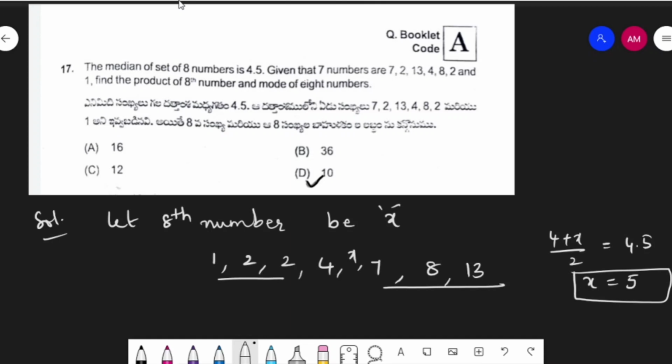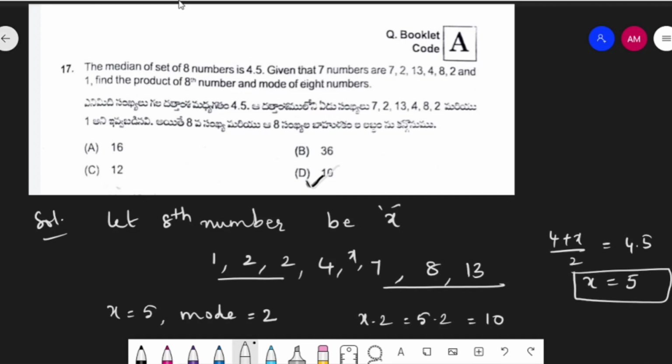Now what they asked, find the product of the 8th number and the mode. What is the 8th number? It is 5. And what is the mode of the 8 numbers? 2 is repeated twice. So the mode of this data is 2. Since x is 5, 4 is not repeated. So what is the product of these two? 5 into 2 is equal to 10. So the correct option is D.